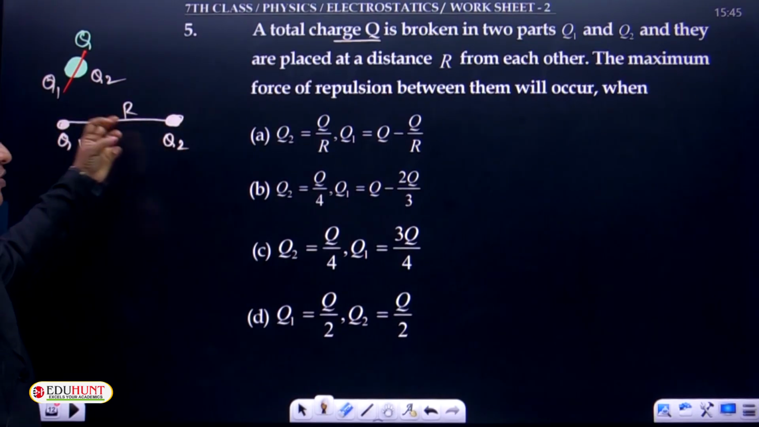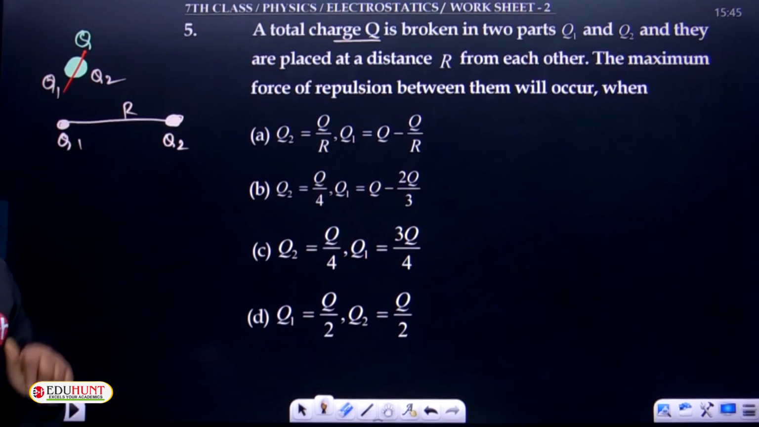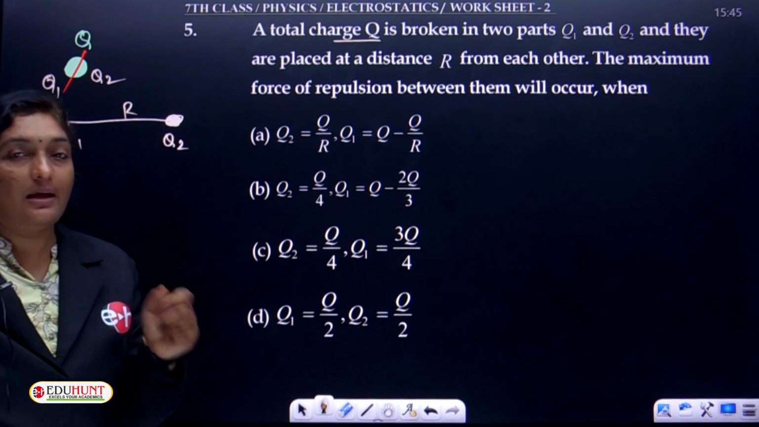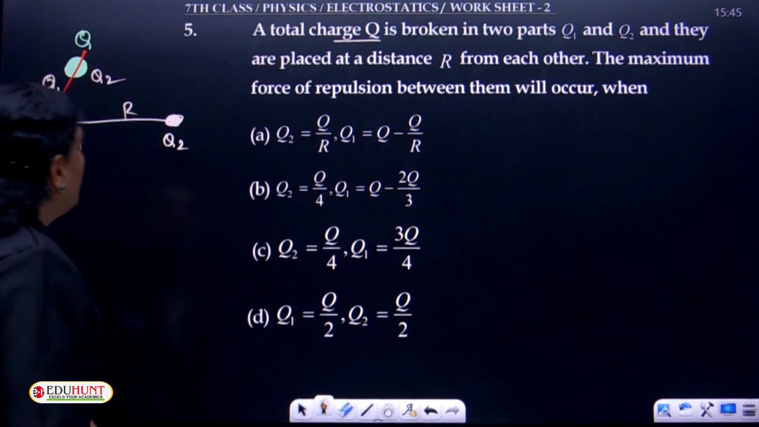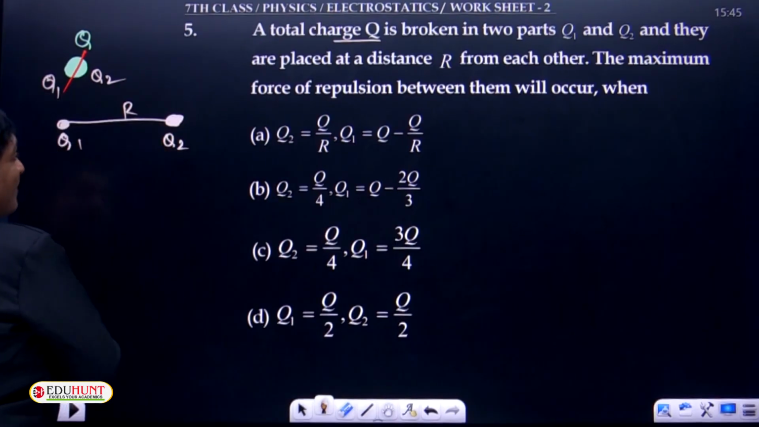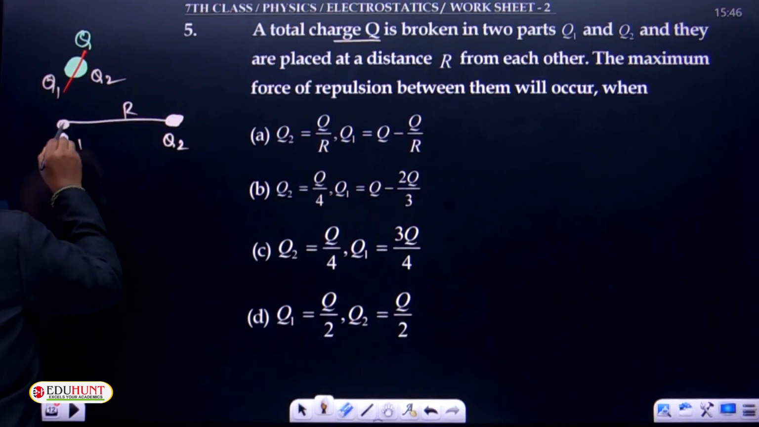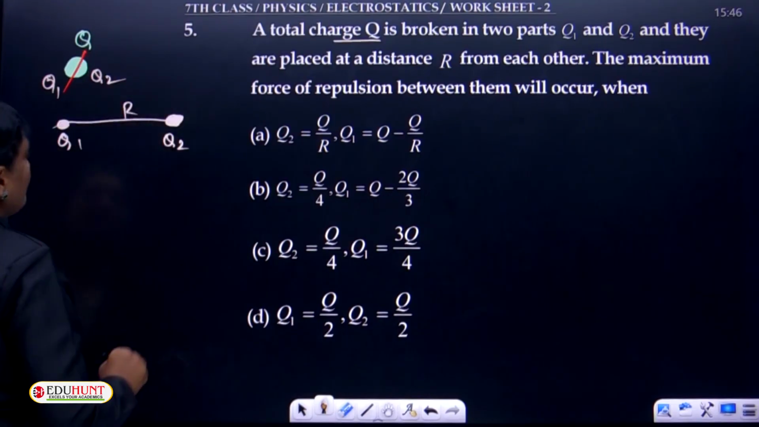The maximum force of repulsion between them will occur. Of course, because they are derived from the same charge, they will be like charges. So, no doubt like charges repel each other. Okay. So, the force of repulsion between them, in order to find that, first of all, let us convert Q2 in terms of Q1.